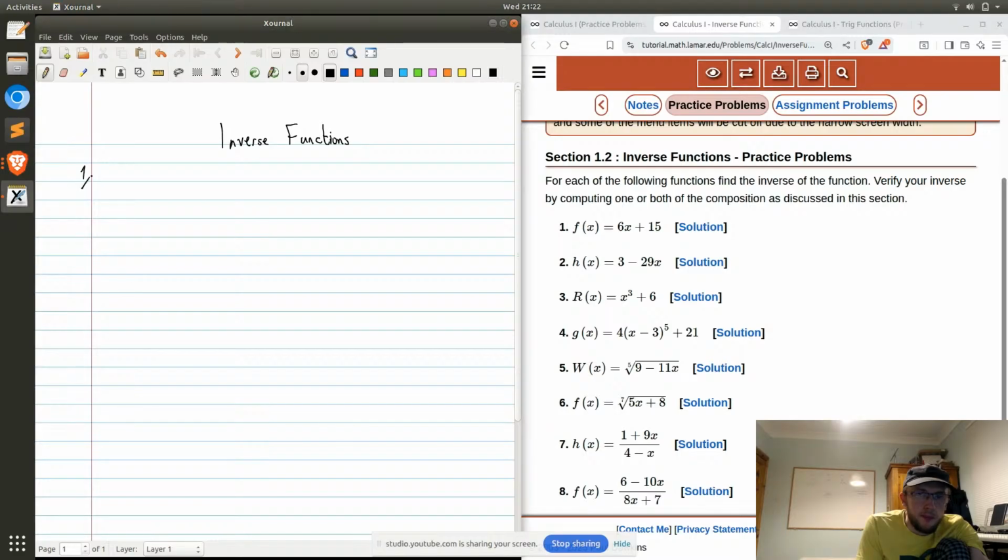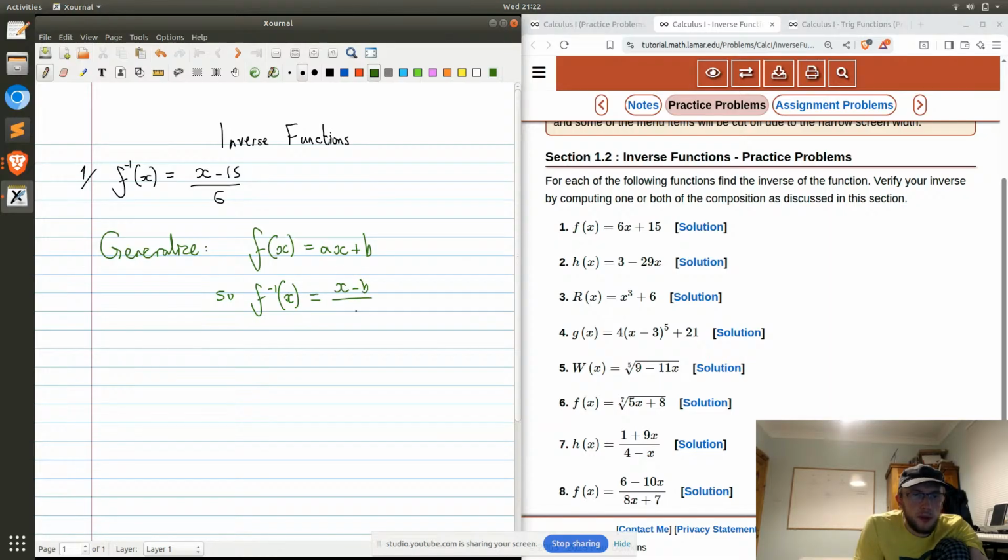Yeah, so the inverse of that is, think this first multiplies a variable by 6 and then adds 15. So the inverse of that is first taking 15 and then dividing by 6. So generalize. Like that.